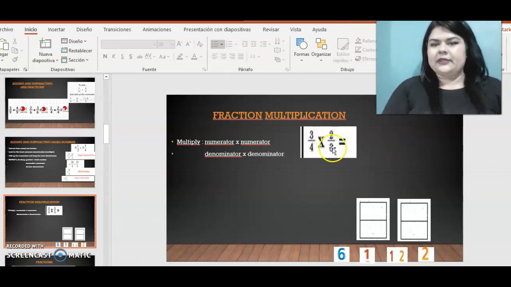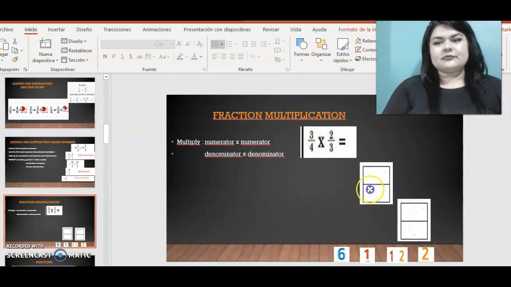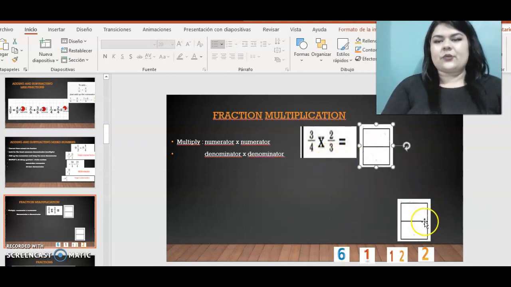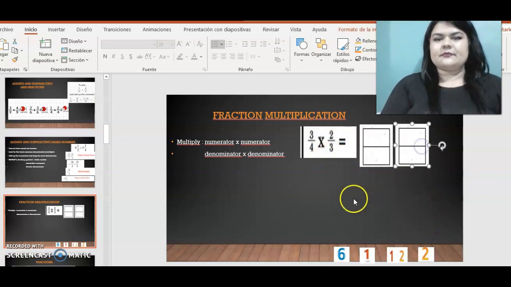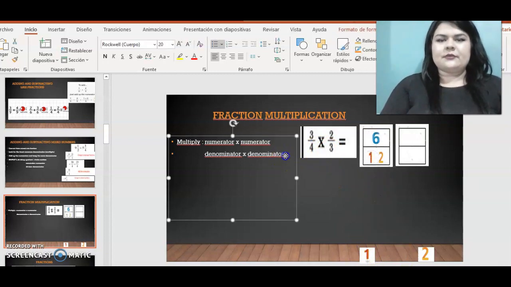Now, look at this. Can you read it, please? 3/4 times 2/3. Numerator times numerator, denominator times denominator. 3 times 2, and then 4 times 3. Okay, 3 times 2 equal 6. 4 times 3 equal 12. But is this my final answer? No, right? No. Because the next step is simplify.